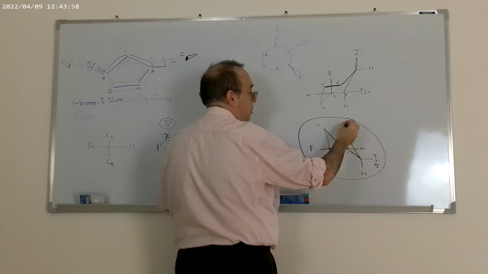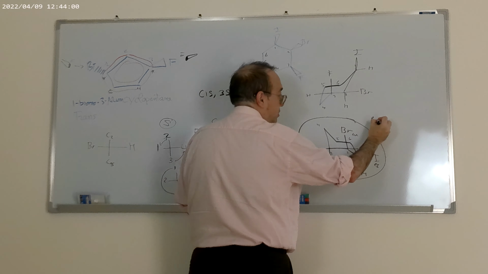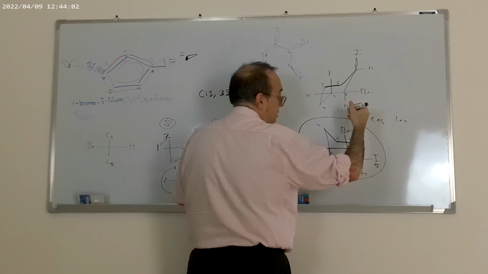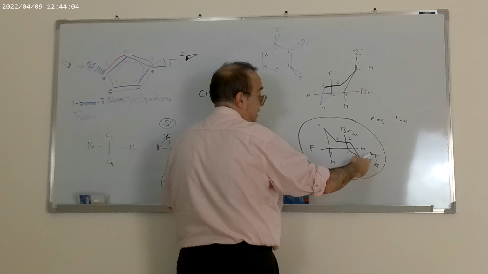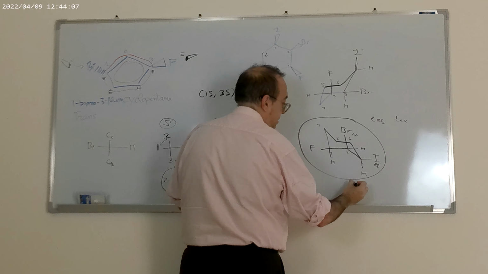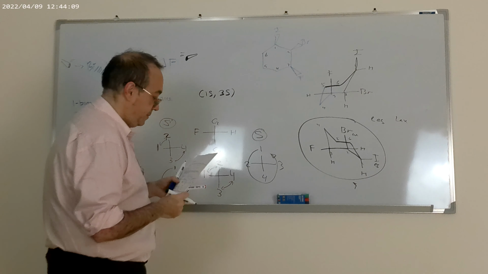a smaller substituent like bromine is in axial. Two equatorial, one axial, and the bigger one, that is the iron, is in equatorial. That means this makes this more stable.